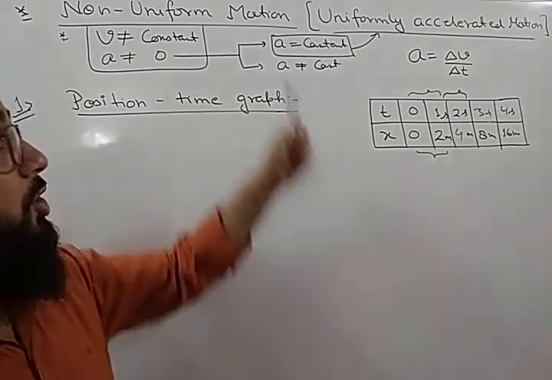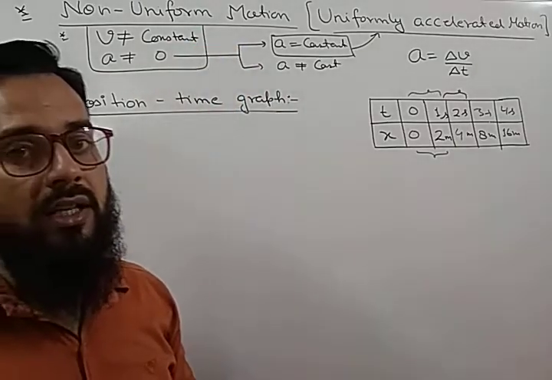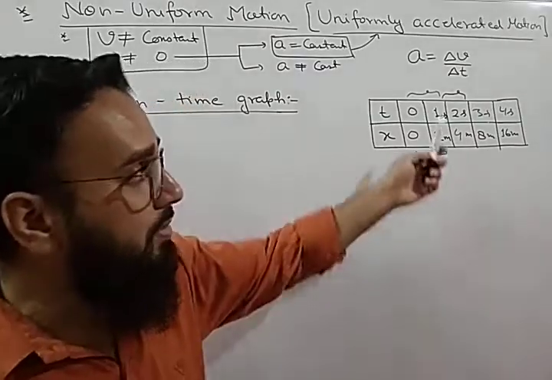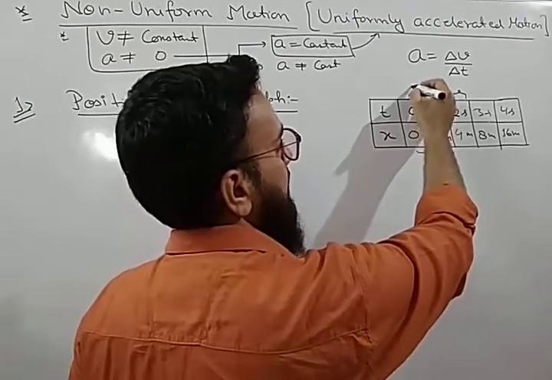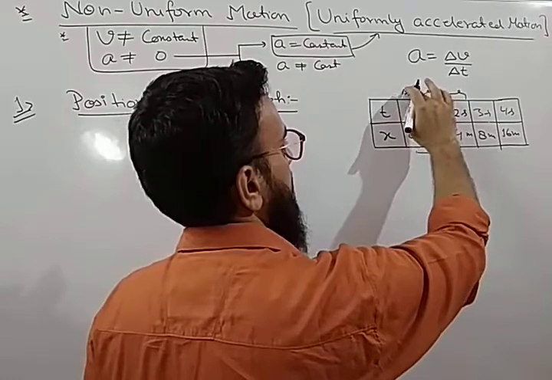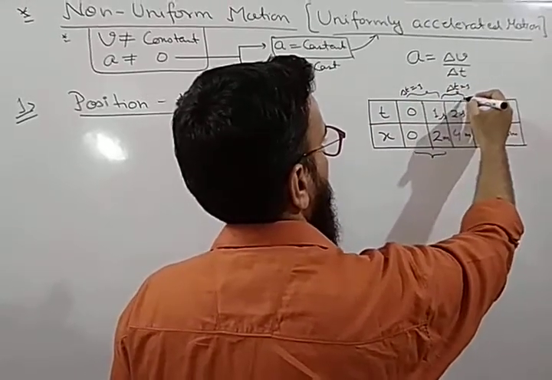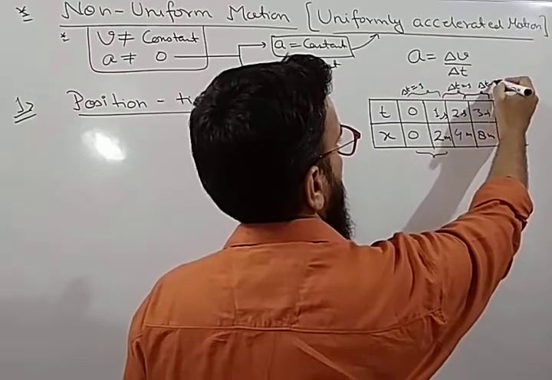So what is the definition of non-uniform motion? When a body covers unequal distance in equal interval of time. So the time interval is the same. Every interval of time is delta t equal to 1 second. This is delta t equal to 1. This is delta t equal to 1. Again this is delta t equal to 1.